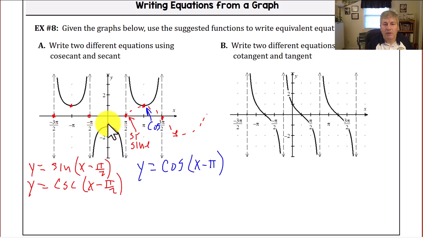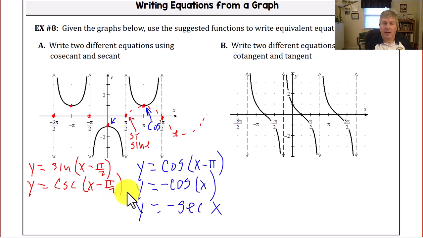We could even start our cosine here, and we could say it would be -1. That'd be negative cosine of x. We could do that too. So that would be y equals the opposite of secant of x. It would be that easy. So this one would just go to that one. So there's one possibility for the cosecant and a secant curve. And of course, for this one, we could have done y equals secant of x minus pi as well.